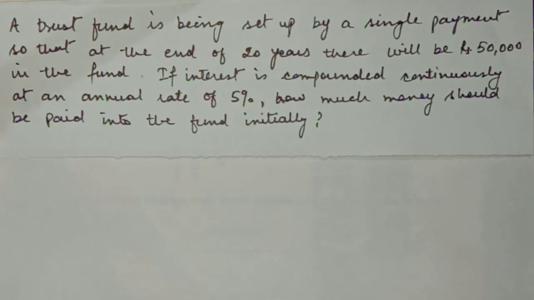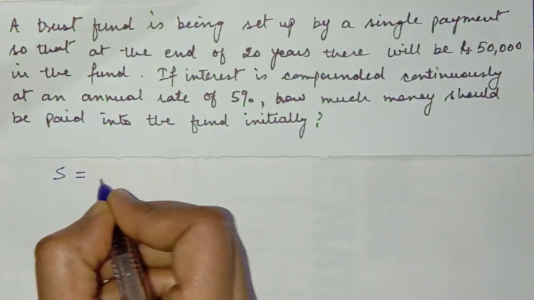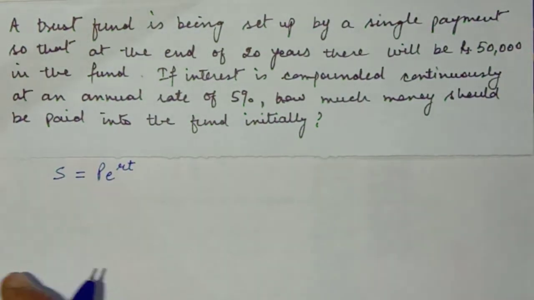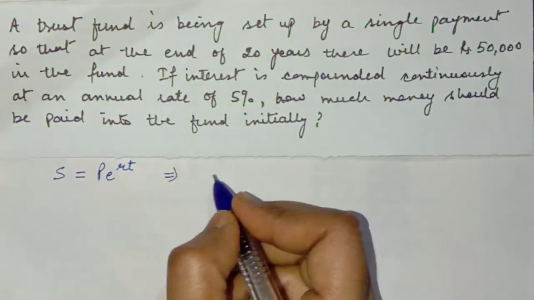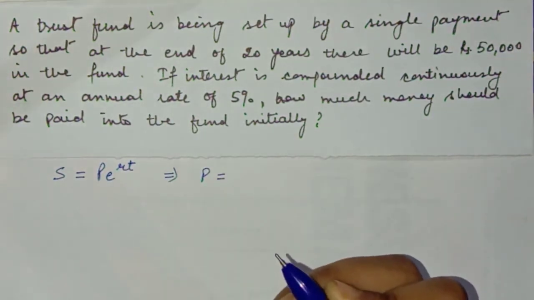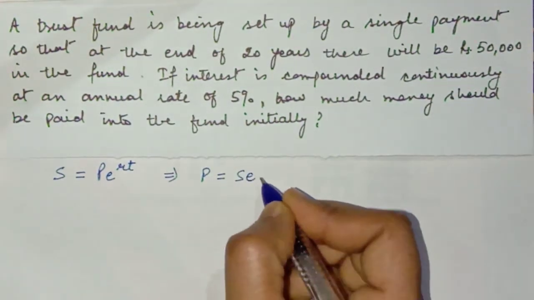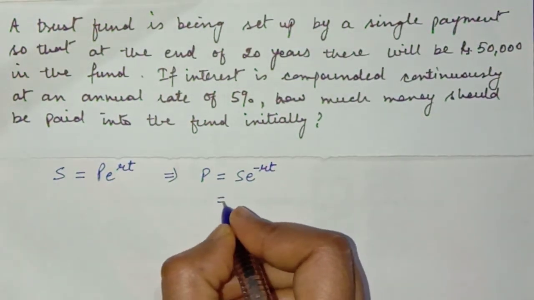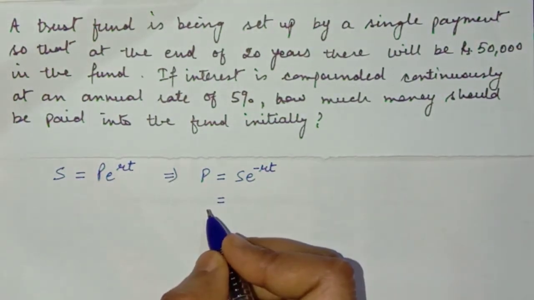So to find out the present value, we have again the same formula, which is S is equal to P into e raised to the power RT. But now in this case, in place of finding out S, we need to find out P. So to find out the present value, the formula will be P is equal to S into e raised to the power minus RT. So now putting the information from the question, let's see what will be the value of P.